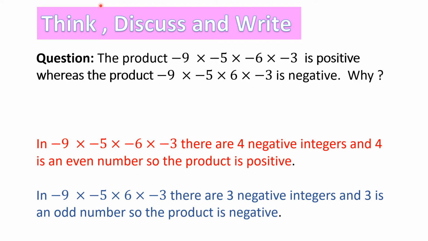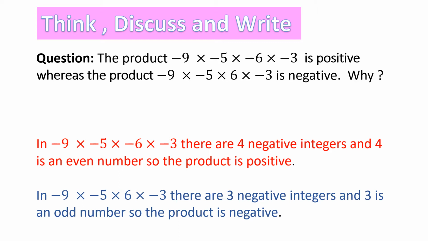Okay, so now let's see. They're telling us the product. Now what is the product? Product means the answer that you get after multiplication. That is what product is, right? So they're telling us that the product of -9, -5, -6, -3 is positive, and the product of -9, -5, 6, -3 is negative. Why? So look, now in the beginning you might get confused because this looks like the same numbers, then how come the answer is different?